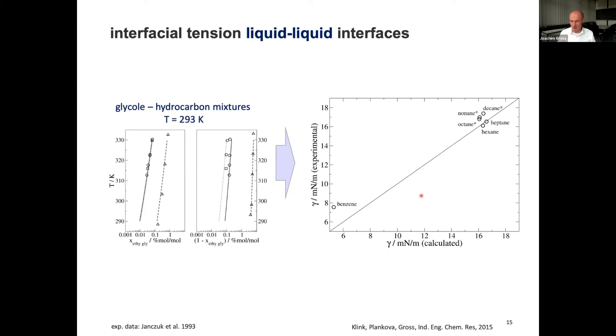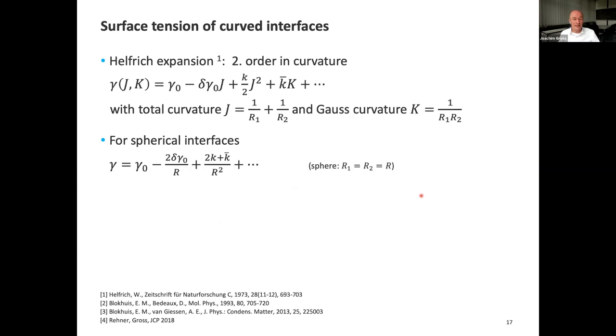Let's look at curved interfaces, and this is work of Philip Riener. What I'd like to advertise here is to consider a second order expansion as proposed by Helfrich. The interfacial tension gamma is written as an expansion around a value for a planar interface in terms of curvature parameters.